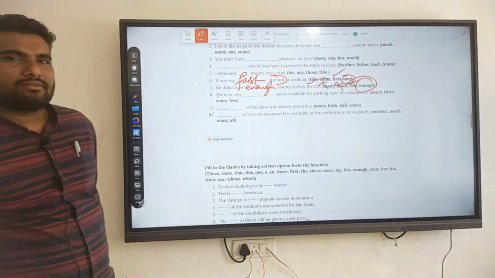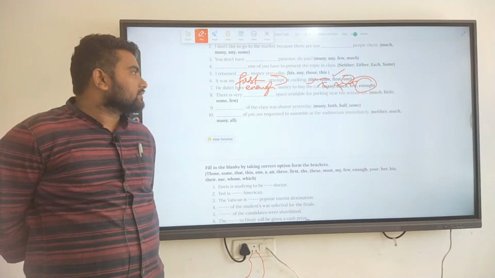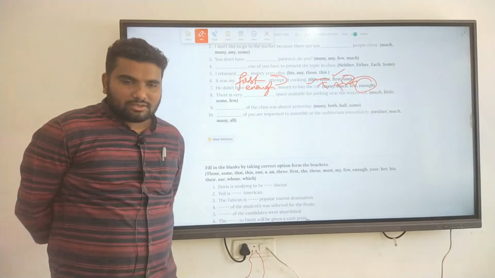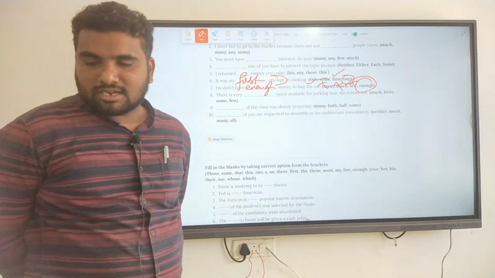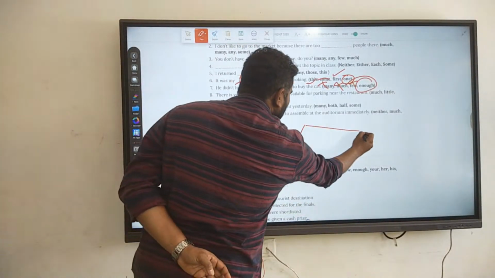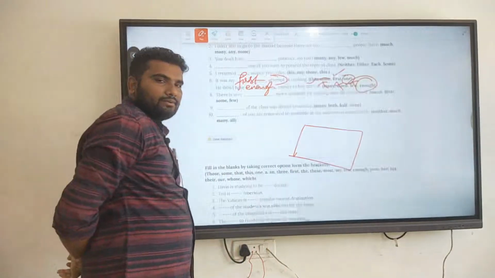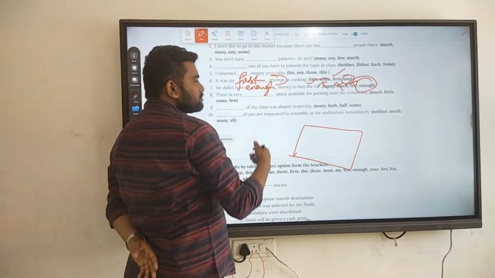And the next question, there is very dash space available for parking near the restaurant. There is very small space. What is that? Very small space. So when you are talking about an area, or when you are talking about a place, you see which option is suitable here.